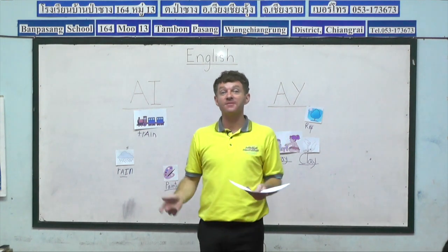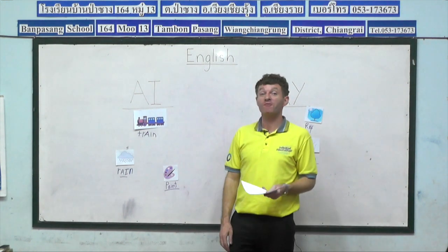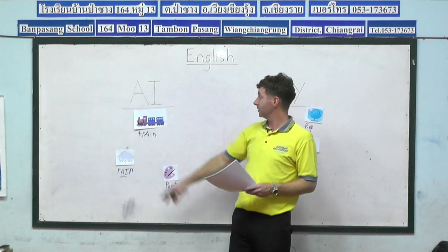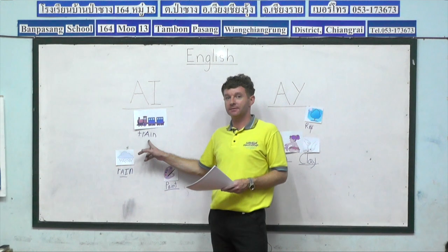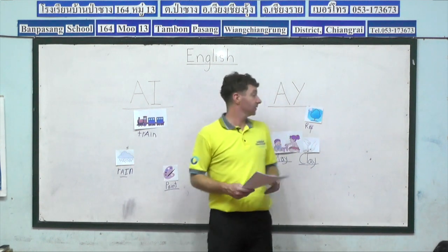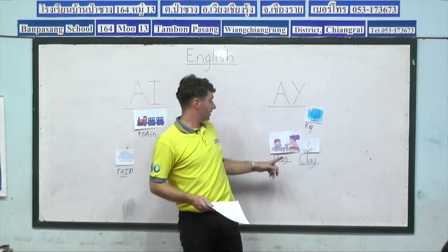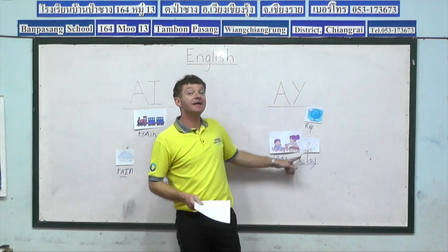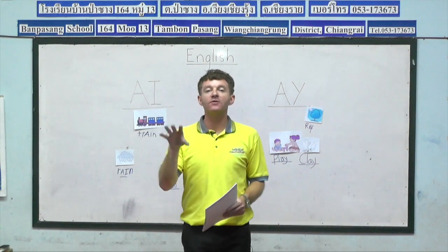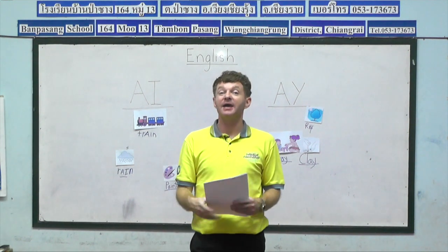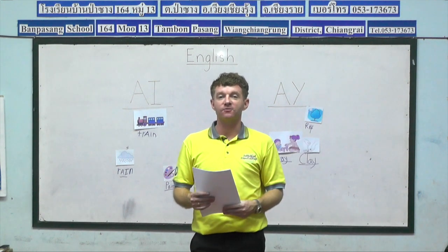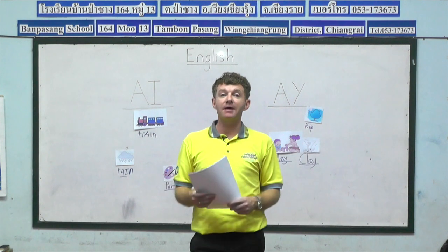So to recap, today's lesson was two different spellings of the same sound, A. We had train, rain, paint, ray, play, clay. And remember, A-I always goes in the middle of words and A-Y always goes at the end when we're looking to spell. But that's all we've got time for today.